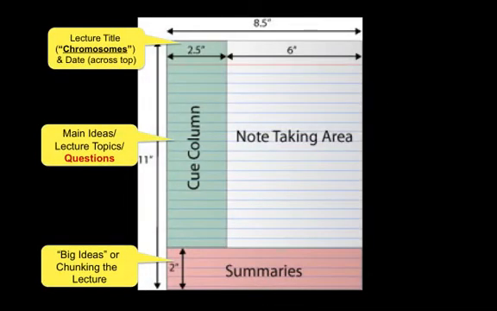Here's the format for Cornell note taking that I'll ask my students to follow. The title of the chromosome lecture is at the top there. Make sure that you're writing your questions in the Q column along with main ideas and topics, and then don't forget to do the summary, please, at the end.